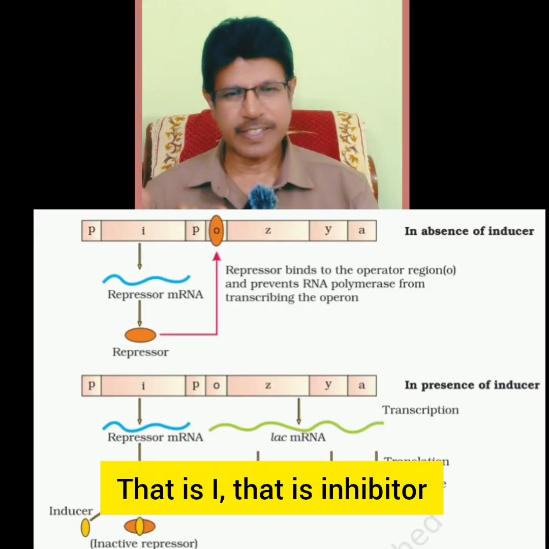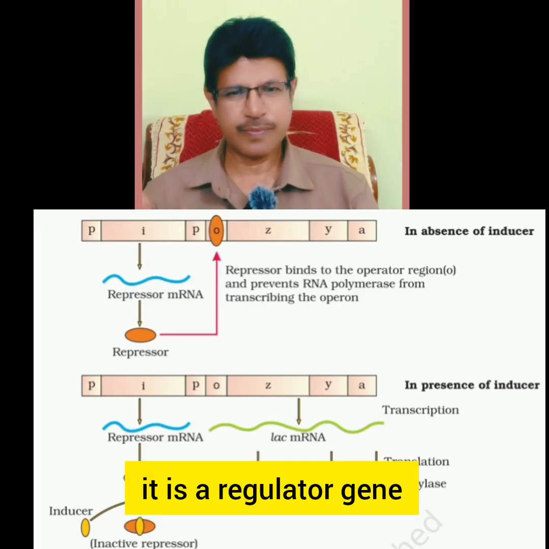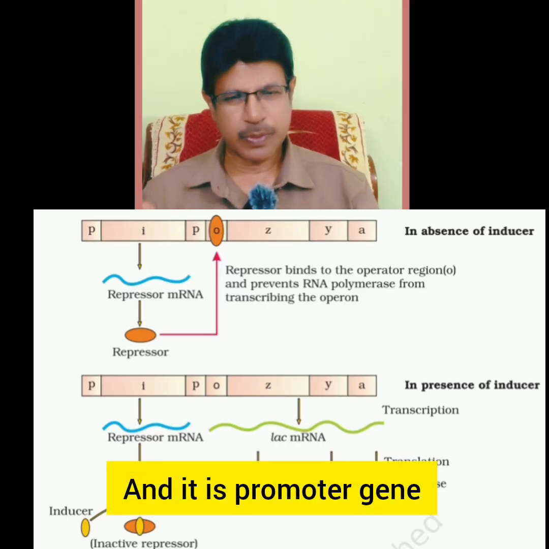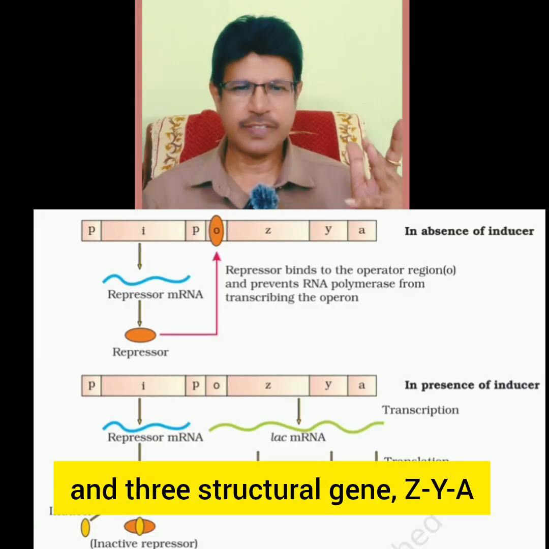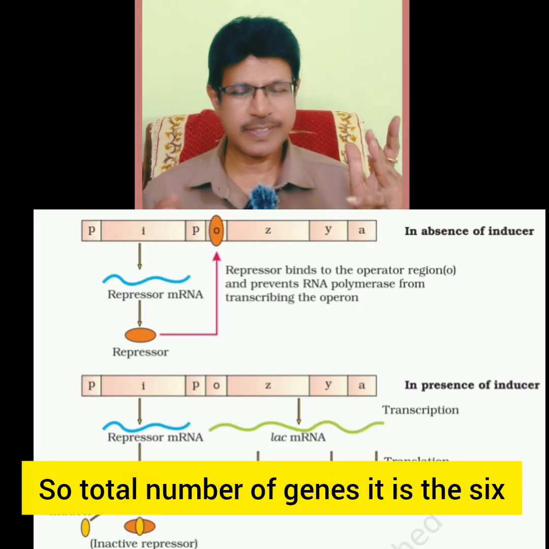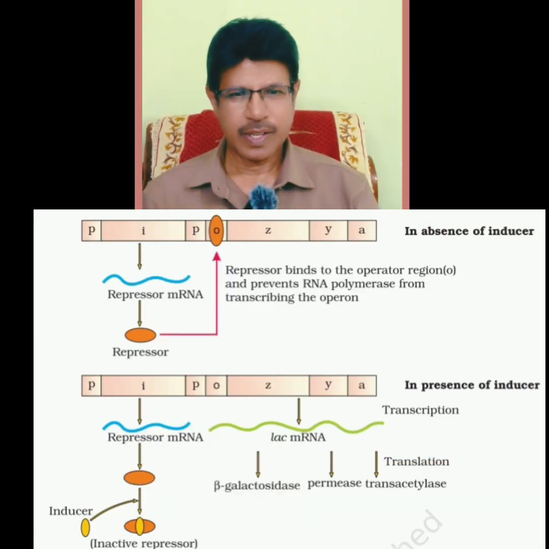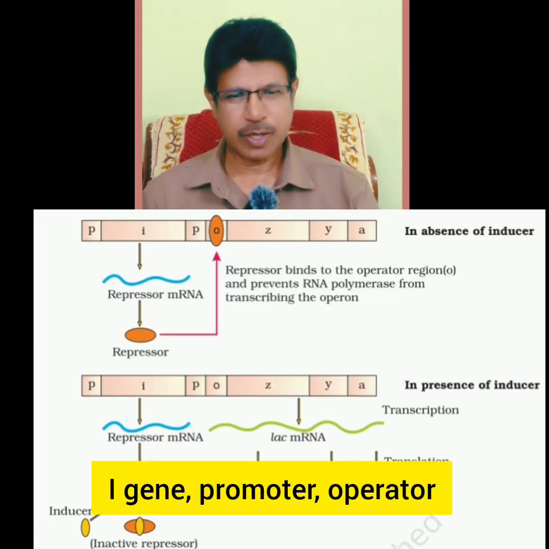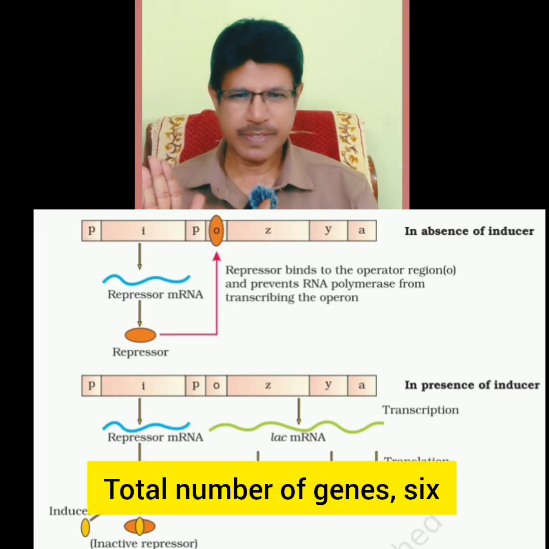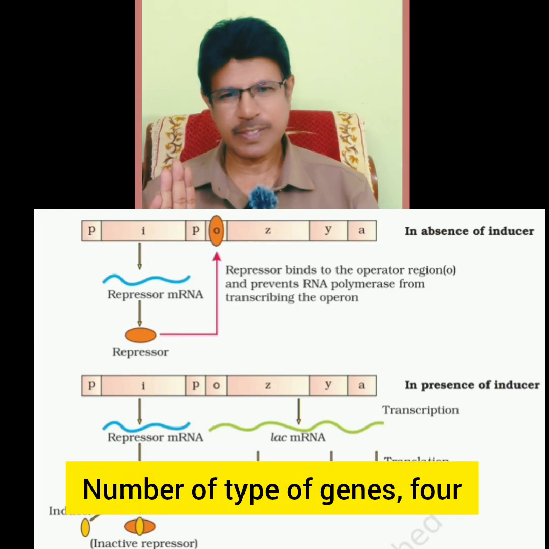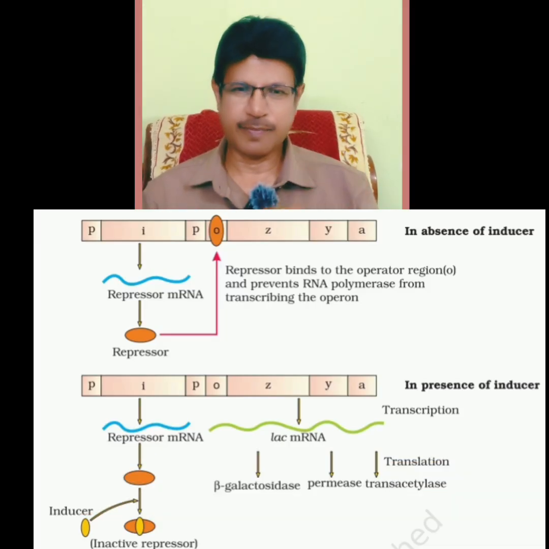That is, I, that is inhibitor, not an inducer, it is a regulator gene, and a promoter gene, an operator gene, and three structural genes Z, Y, A. So the total number of genes is 6. The number of types of genes: I gene, promoter, operator, and structural gene, 4 types of gene. Total number of genes 6, number of types of genes 4, and number of structural genes 3, Z, Y, A.